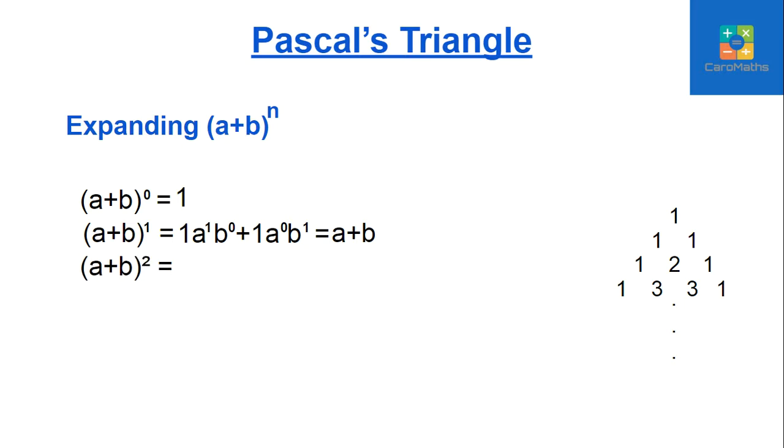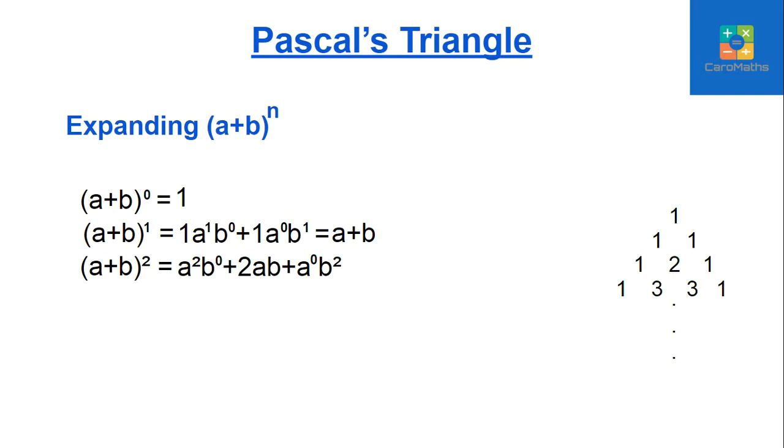A plus b squared is starting to be a little trickier, and it is a squared times b to the power of 0 plus 2ab plus a to the power of 0 times b squared. So firstly, we can see from the third row of Pascal's triangle that the coefficients are 1, 2, and 1. But as we said earlier, any number times by 1 is just the number itself, so we don't bother putting the coefficient of 1 in there anymore.